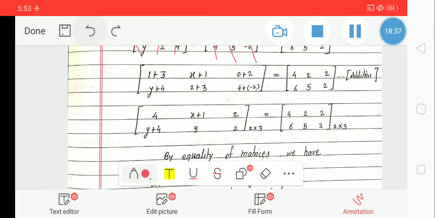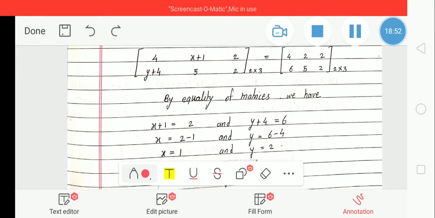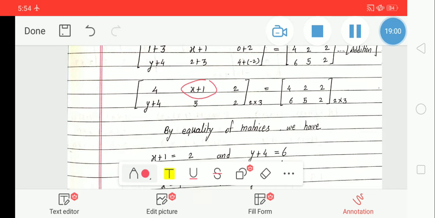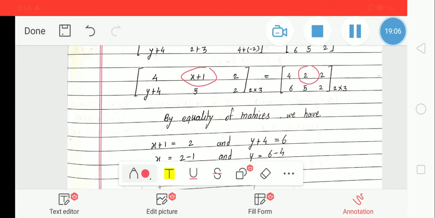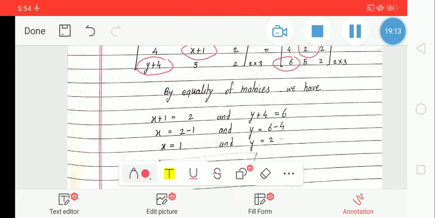This is a 2 cross 3 matrix, meaning 2 rows and 3 columns. So here also it is equal to 4 2 2 6 5 2, which is also a 2 cross 3 matrix. Now by equality of matrices we have x plus 1 is equal to 2 and y plus 4 is equal to 6, by using equality of matrices.